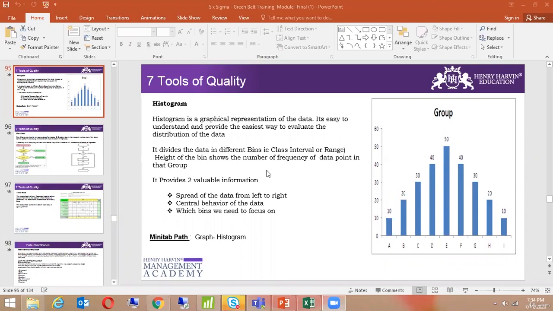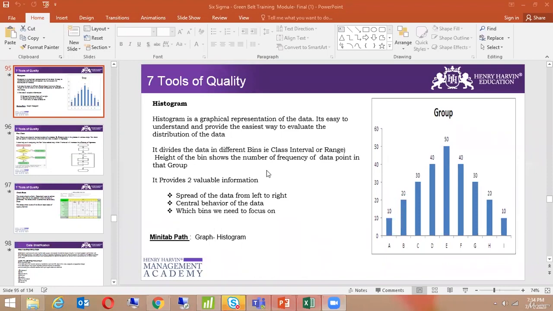We are going to talk about one of the 7 quality tools, histogram, today. Let's understand what a histogram is. A histogram is more like a column chart or a kind of bar graph that you must have seen already. So it is more or less the same. The representation remains the same. However, the difference lies in the interpretation.